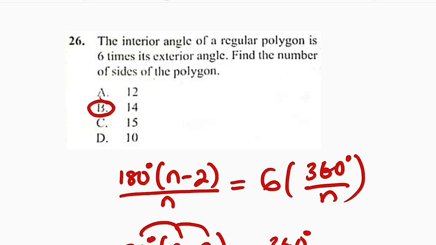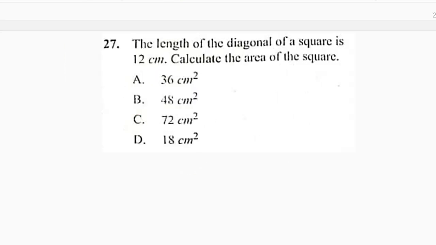So now let us move on to question number 27. All right, here is question number 27. The question reads, the length of the diagonal of a square is 12 cm. We're asked to calculate the area of the square.